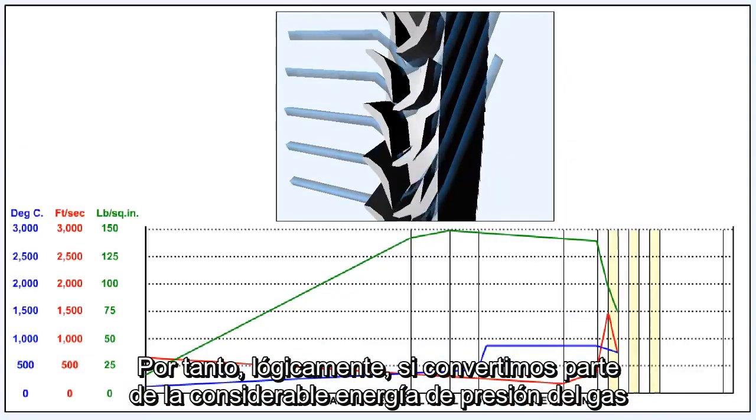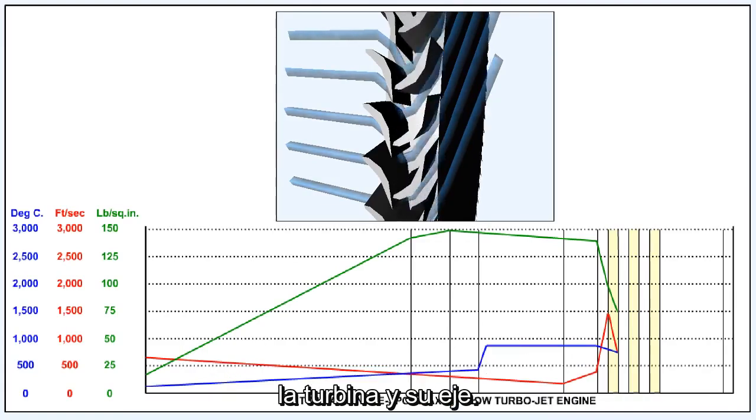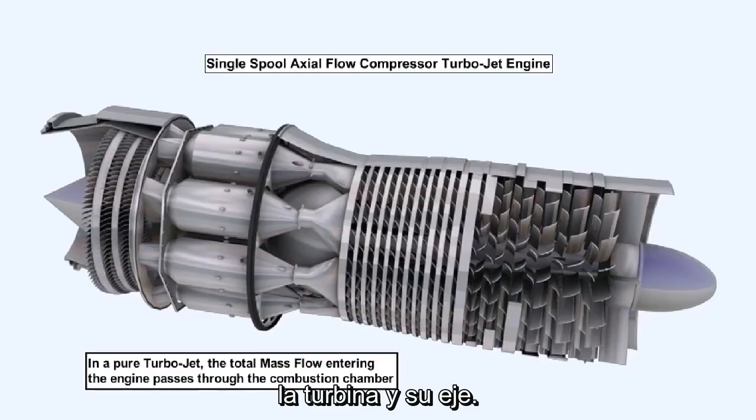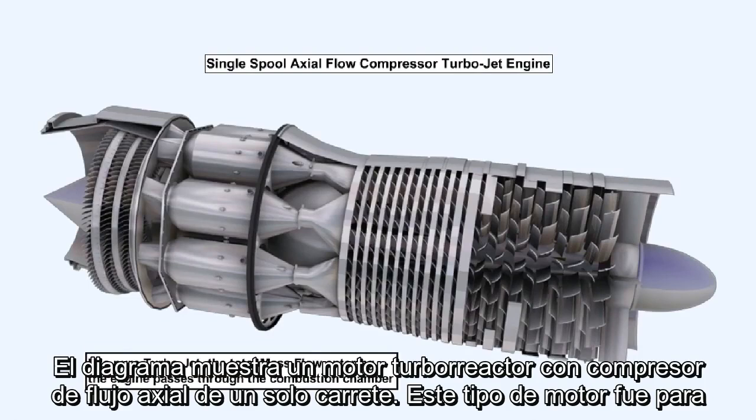Logically, therefore, if we convert some of the considerable pressure energy of the gas stream into kinetic energy, it will be more efficient in imparting a turning effect upon the turbine and its shaft. When a compressor and turbine are joined on one shaft, the unit is called a spool. This diagram shows a single spool axial flow compressor turbojet engine.